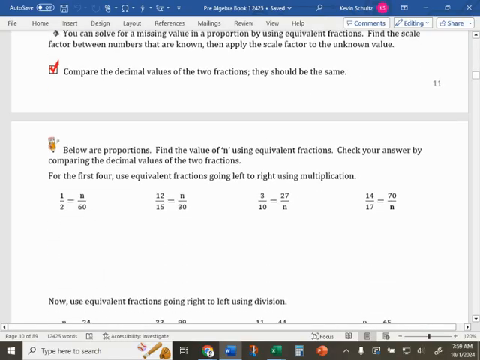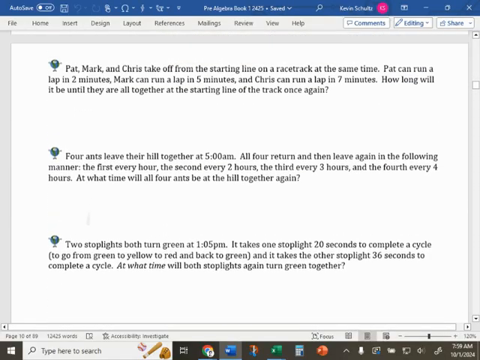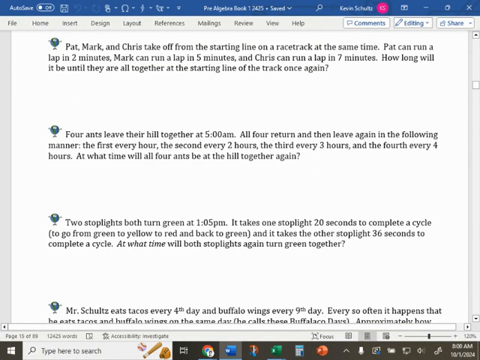Well, it turns out least common multiple has some phrases also that tell you this is a least common multiple type situation. Let's read the first one. Pat, Mark, and Chris take off from the starting line on a racetrack at the same time. Pat can run a lap in 2 minutes, Mark can run a lap in 5, and Chris can run a lap in 7 minutes. How long will it be until they are all together at the starting line of the track once again?